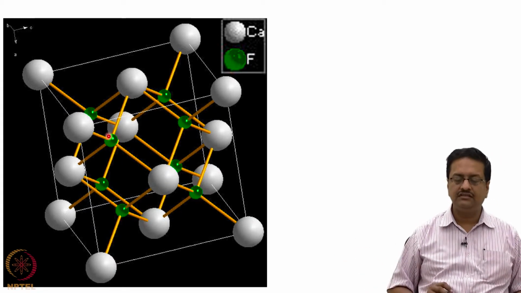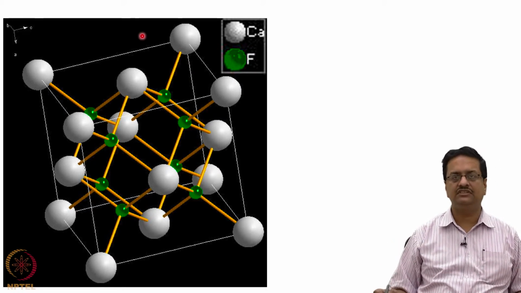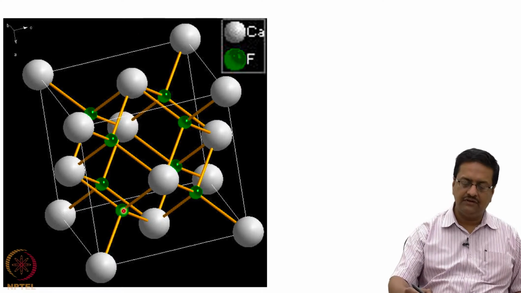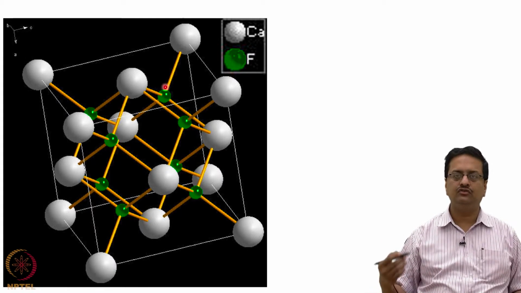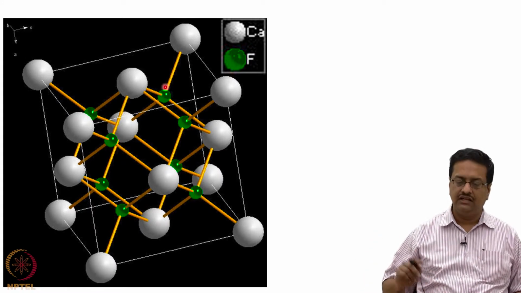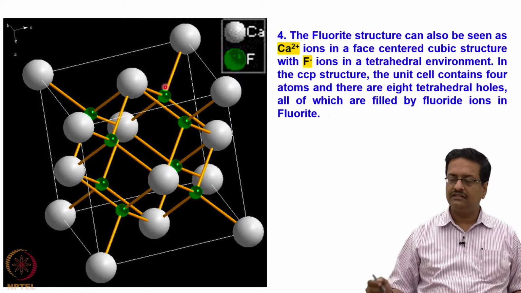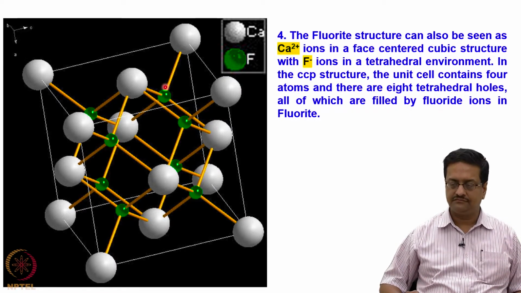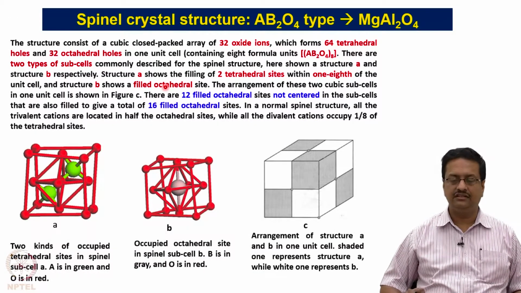If you remember the zinc blende structure, where we had sulfide ions at all the face center positions, that means 8 corners and 6 face center positions, and we had zinc ions at every alternate tetrahedral hole. Here the fluoride ion occupies all the possible tetrahedral holes and forms this calcium fluoride structure. So the fluorite structure can also be seen as calcium ions in the face centered arrangement and fluoride ions occupying the tetrahedral sites. So fluoride has an 8:4 coordination geometry.